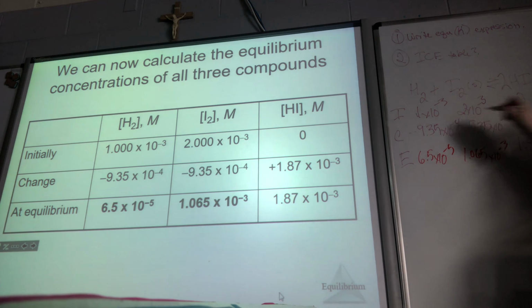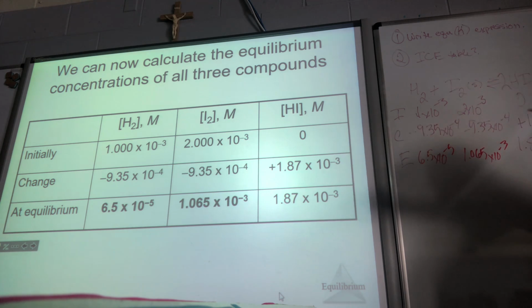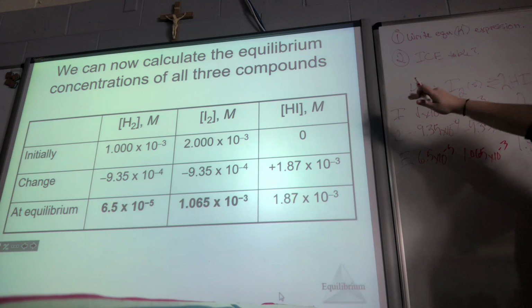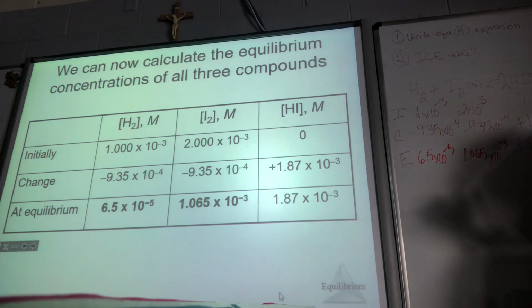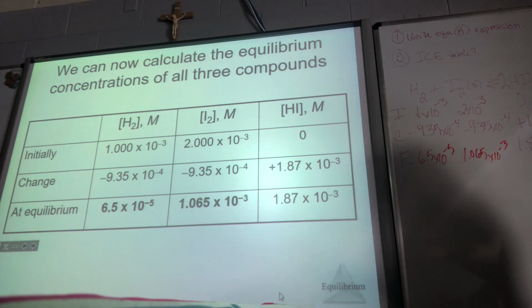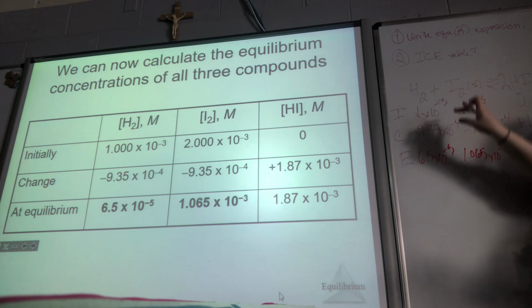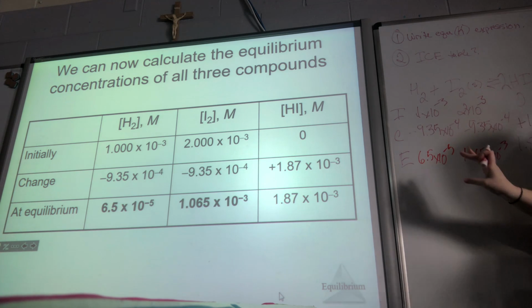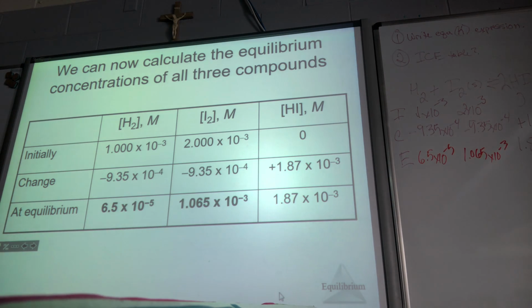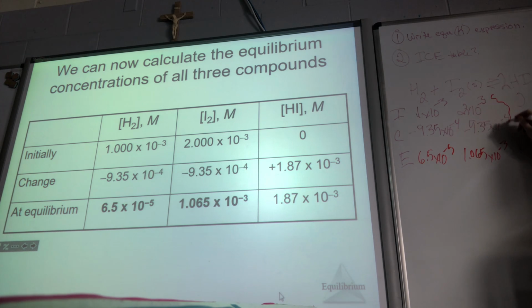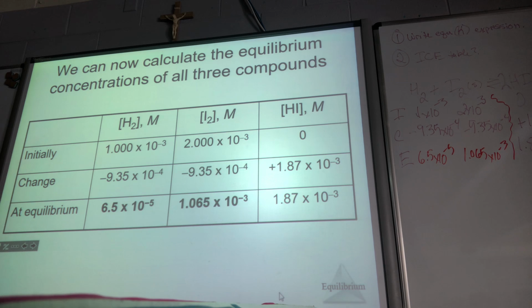Yes, this is subtraction. Change parts of your tables are always going to be either subtraction or addition. Remember that when we do reactions, we assume we start with the reactants and we end with the products, which means reactants get used up, so they decrease in concentration. Products get created, so they increase in concentration. So anytime you see a reaction, you're going to put the pluses on the right side and the negatives on the left side.